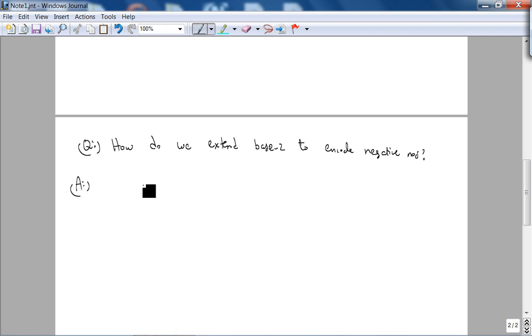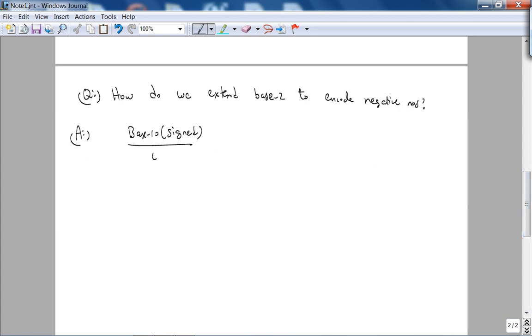Let's think about this logically. Here is base 10, but now we have signed, so it's positive and negative. Let's try with base 2 signed, using 3 bits: 0, 0, 0, 0, 0, 1, and so on, through 1, 1, 1.